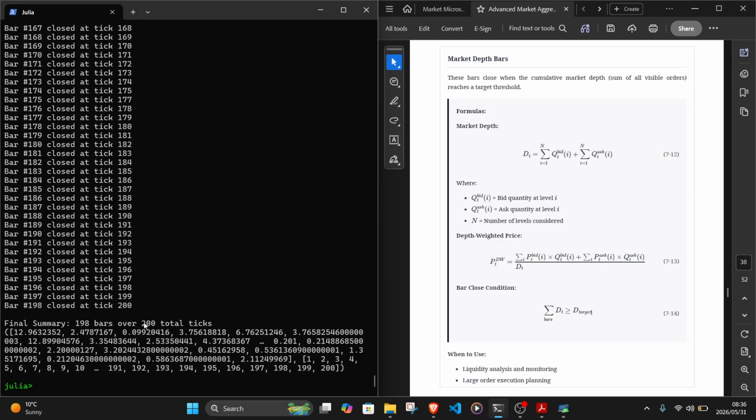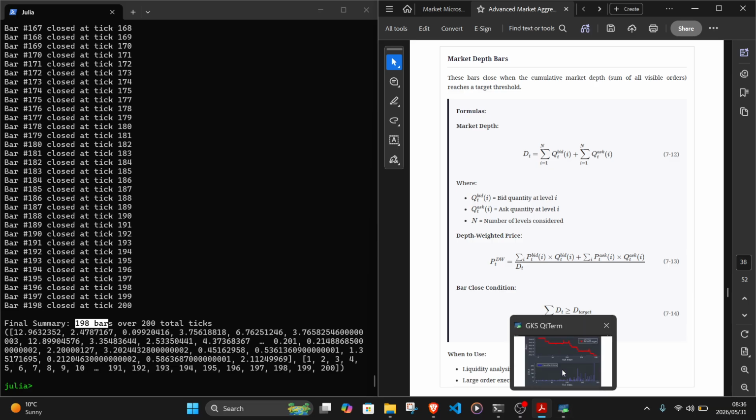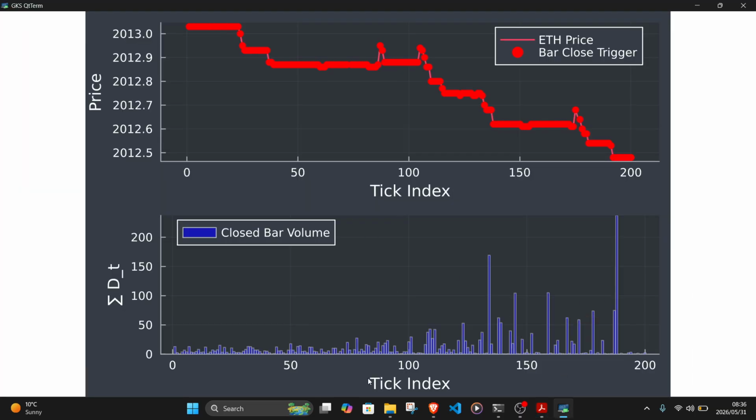And as you can see, over the 200 total ticks that we processed, only 198 actually met this condition, right? Now let's go look at that. At the bottom we have our tick index, and on our y-axis we have the sum of D sub T, the sum of the market depth, and over here we have the price of Ethereum. And the little red dots represent a bar close condition being triggered, right?